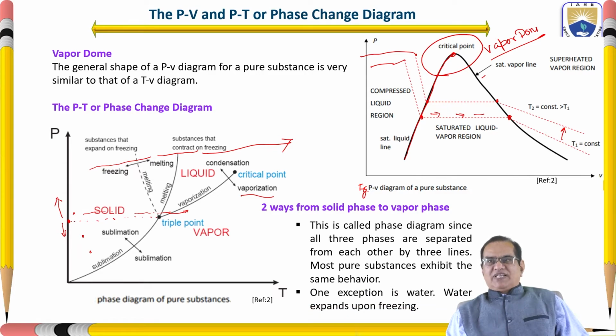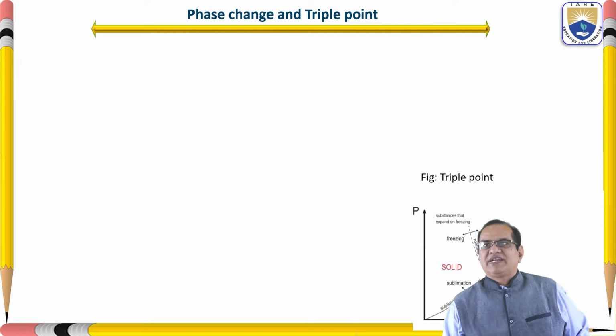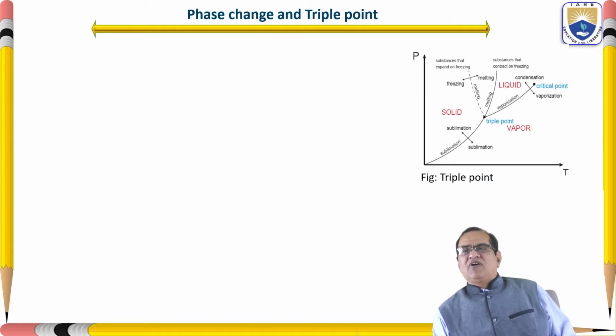One exception is water. Water expands upon freezing. Except water, if you freeze other things, they start contracting. Phase change and the triple point. So here I am discussing the triple point.